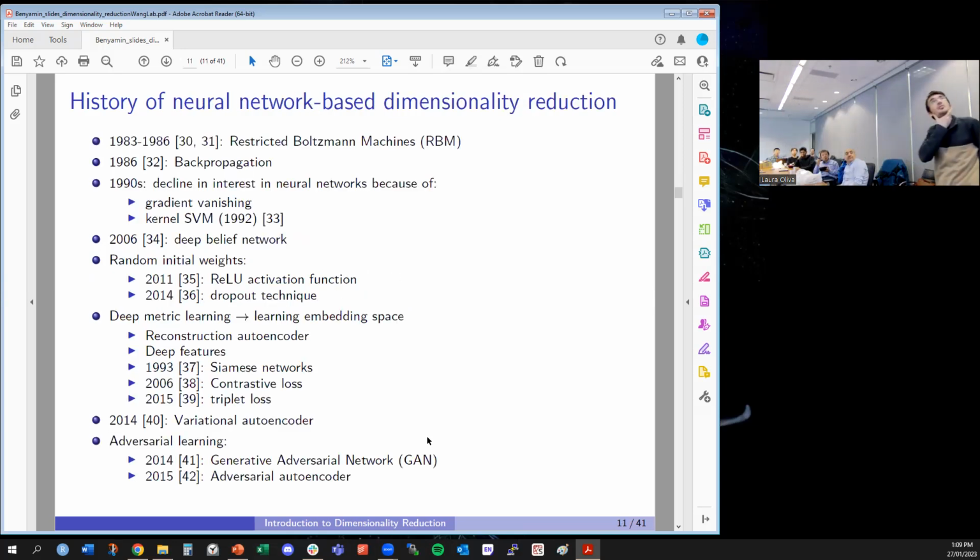History of neural network-based dimensionality reduction. In 1983 to 1986, the restricted Boltzmann machine was proposed. Okay, that was very old.